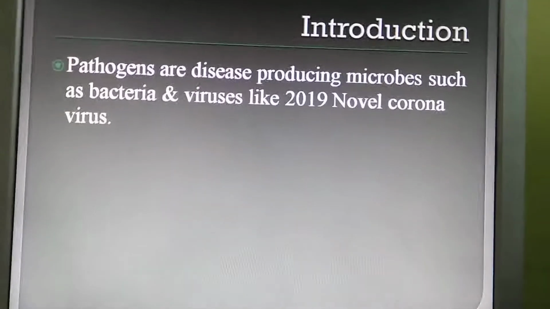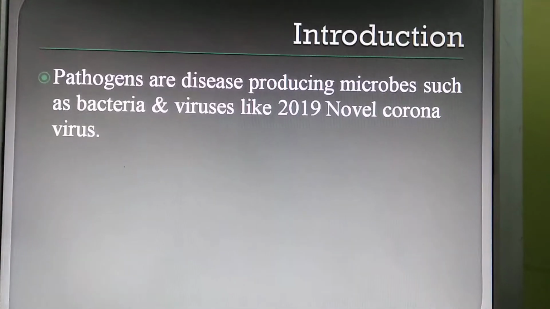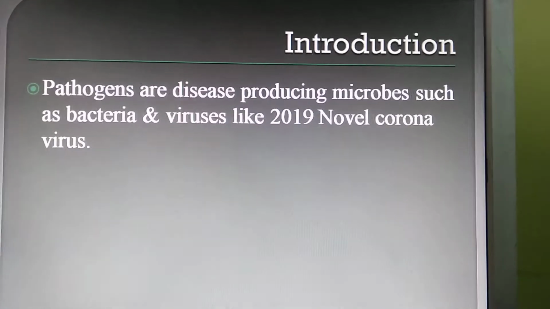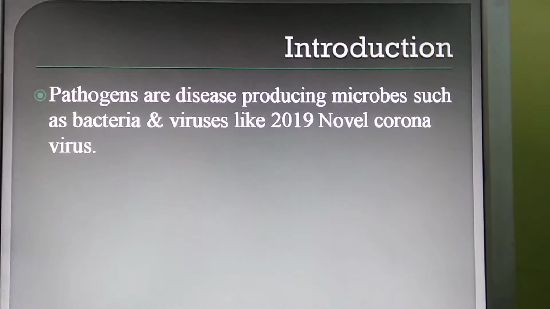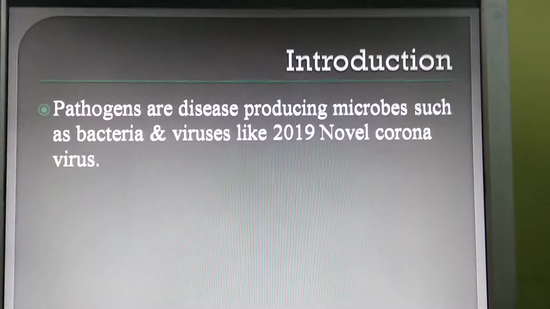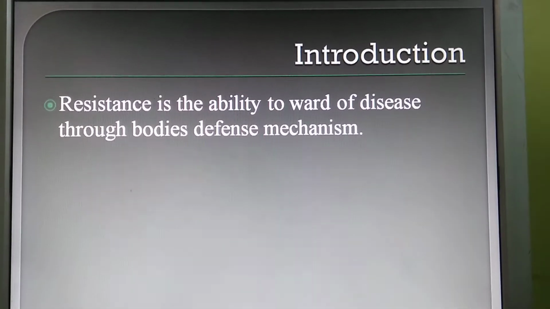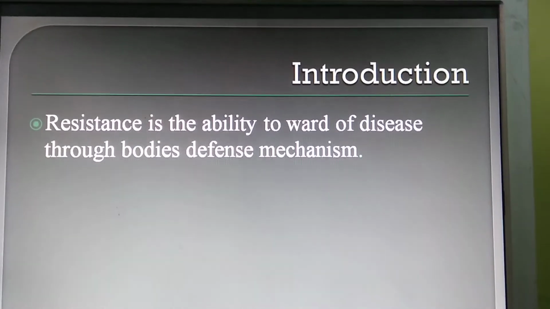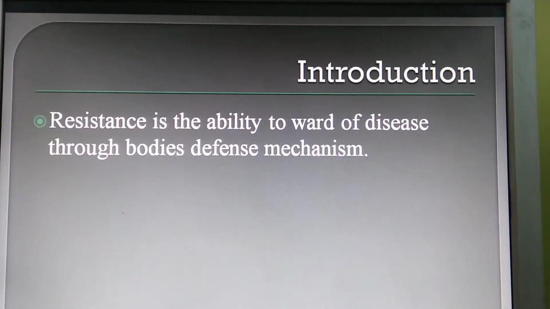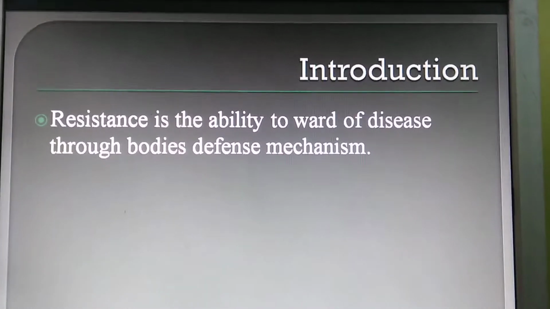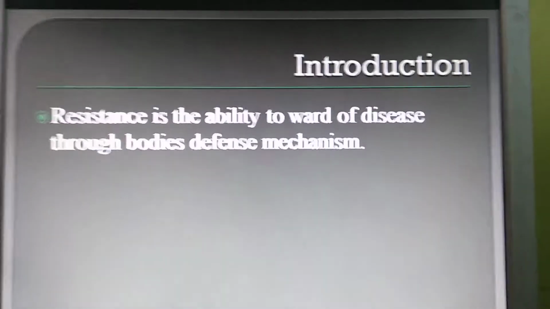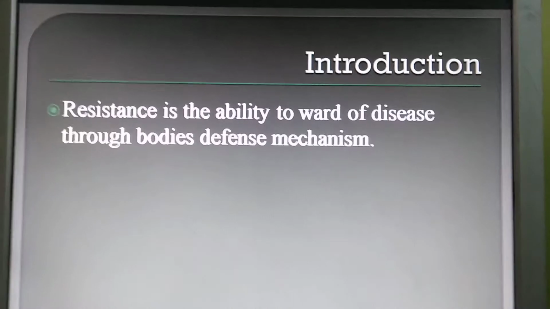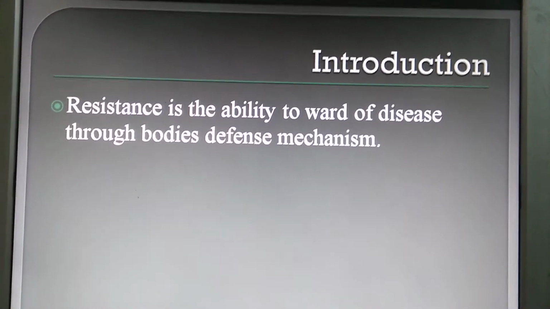What are pathogens? Pathogens are disease producing microbes such as bacteria and viruses, for example, the 2019 novel coronavirus. Now, what is resistance? Resistance is the ability of the body to ward off disease through the body's defense mechanisms. In Ayurveda, it is called Vyadhikshamatva.